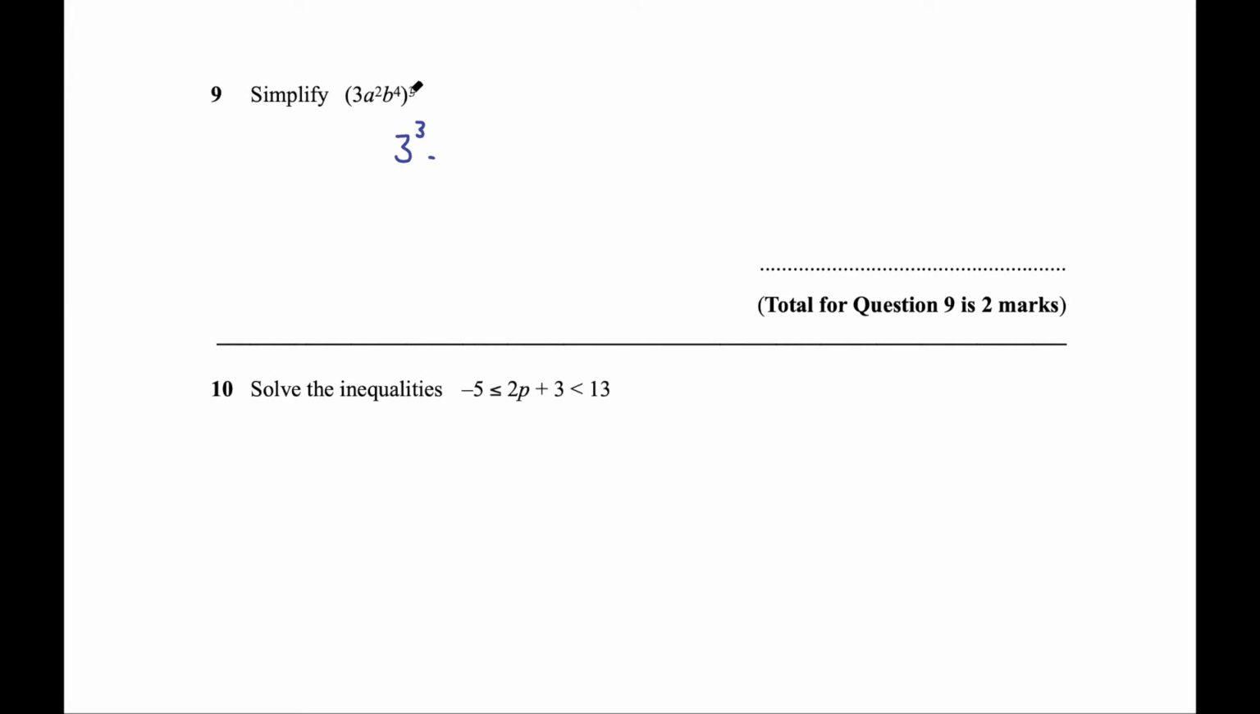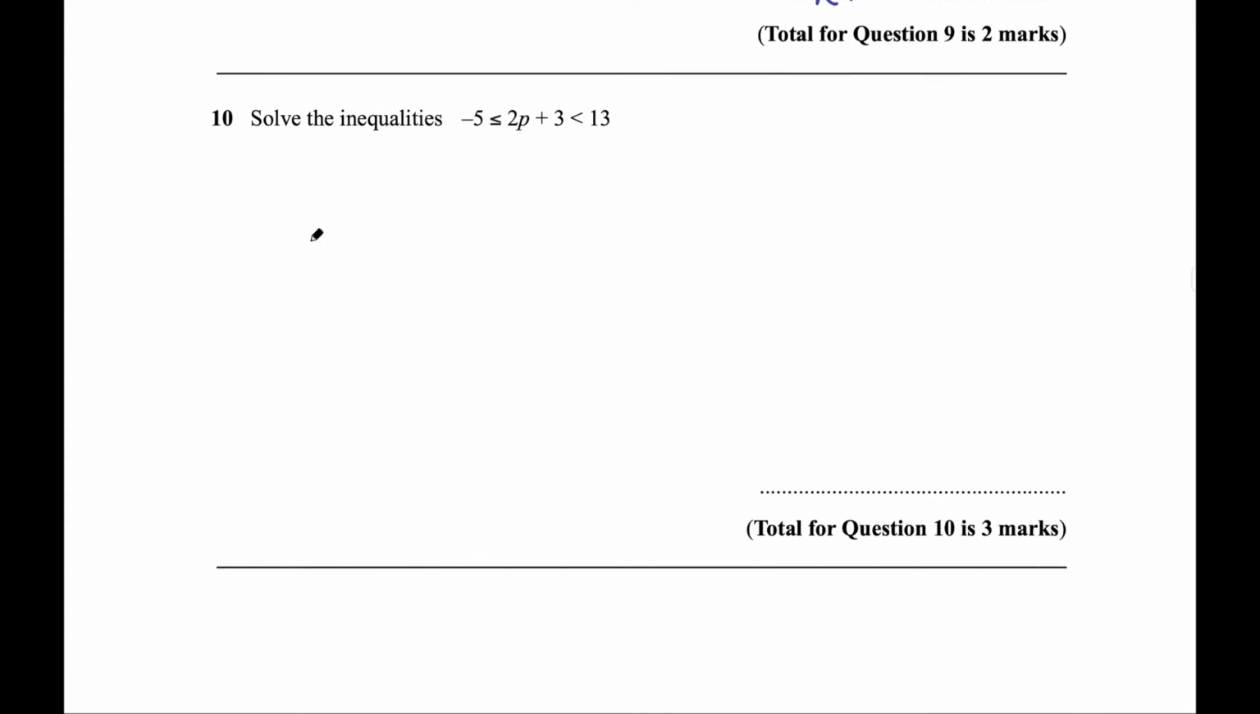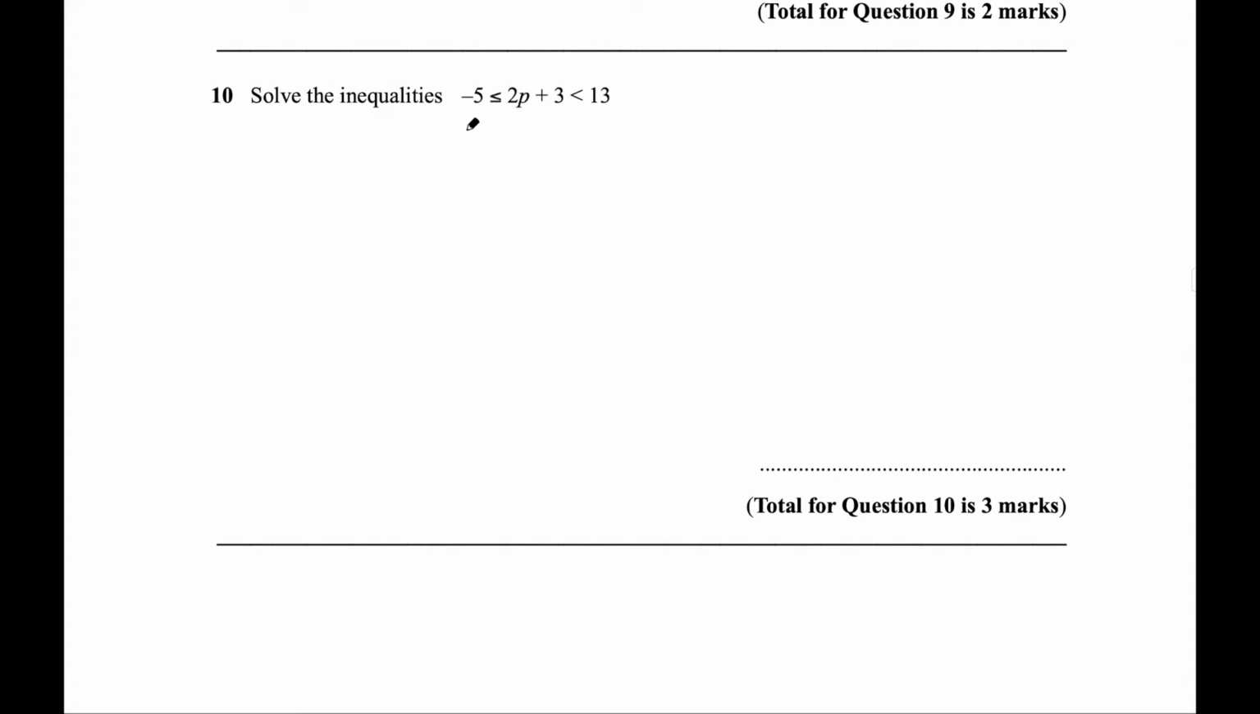Multiplied by 2 times 3 is 6, so a to the power 6. And then 4 times 3 is 12, so b to the power 12. And also simplify 3 cubed, so my final answer here would be 27a to the power 6, b to the power 12.